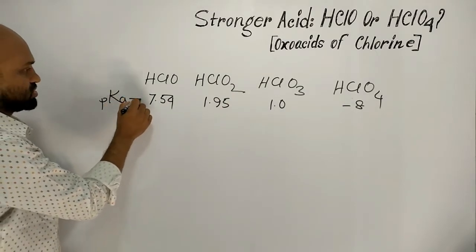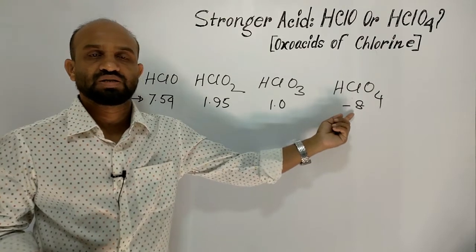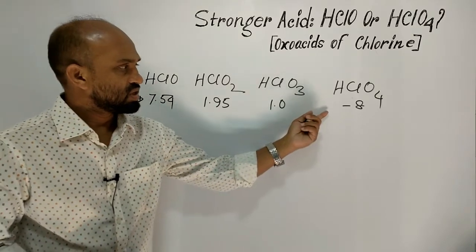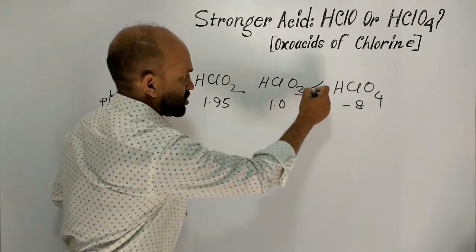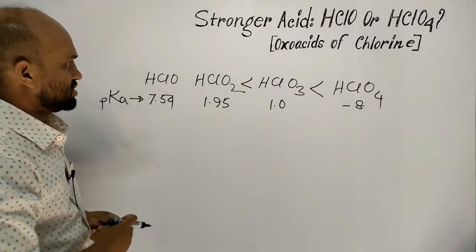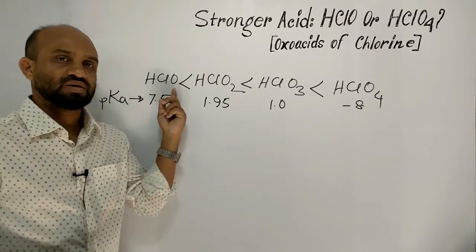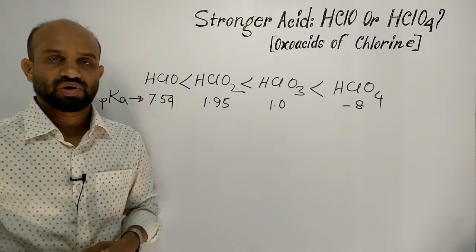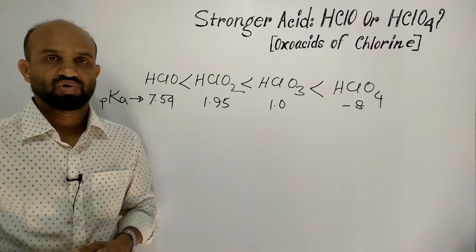So, the pK value of perchloric acid is lower than the others. That is why, according to pK values, perchloric acid is stronger than chloric acid, then chlorous acid, and finally hypochlorous acid. So according to pK values, we got the strength of oxoacids of chlorine.